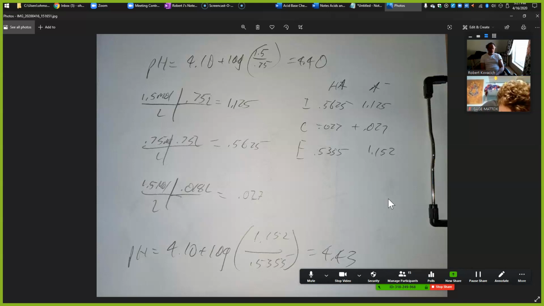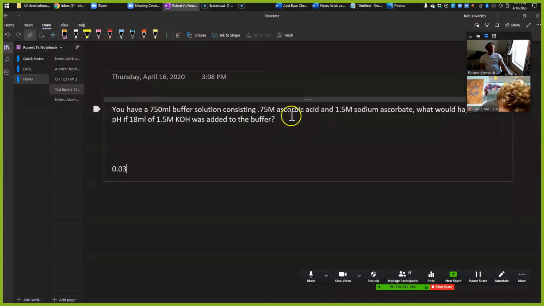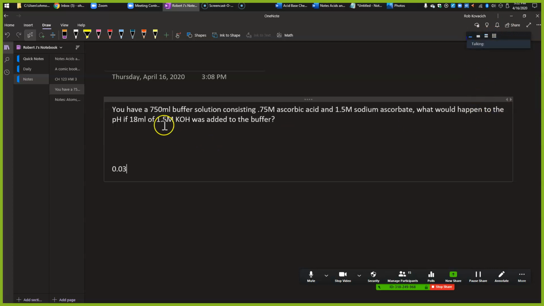How did you get the KOH concentration? On the question, it said I've got 1.5 molar potassium hydroxide, and I had 18 milliliters of that. I guess I just didn't see that.